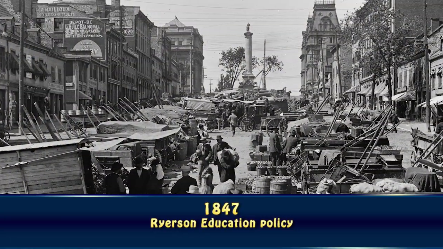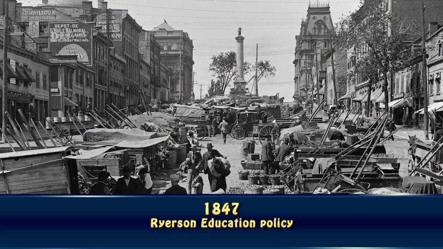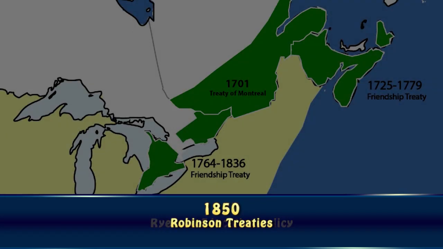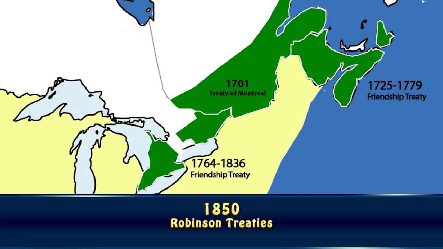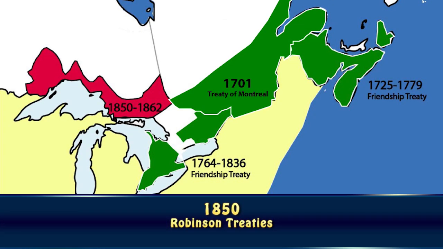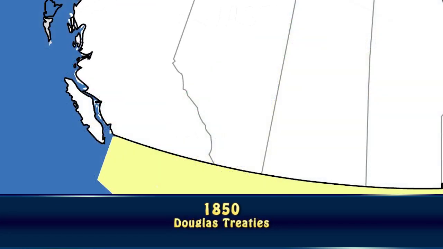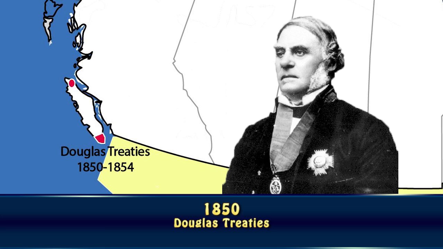Meanwhile, the British Canadian colonies continued to grow. Treaties were signed by the British Crown to provide more land for the settler immigrants in Upper Canada. The Douglas Treaties are negotiated between 1850 and 1854, transferring to the Crown areas on Vancouver Island.